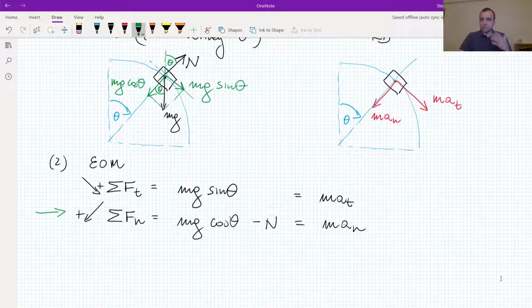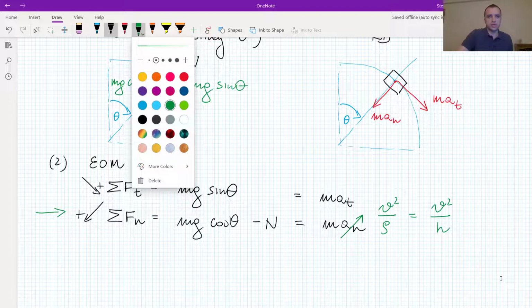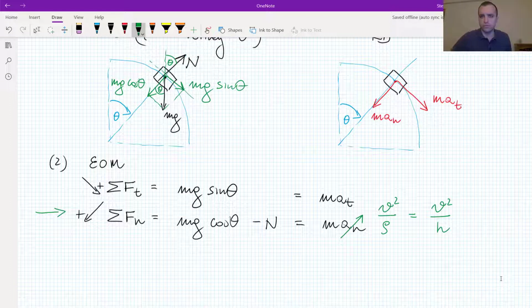And also, before doing that, I just hope that you all remember that since we are in curvilinear motion, I can set a_n to v squared over rho, where rho is a radius of our curvature. And in this case, rho is constant. Rho is equal to h. Since this is h. I know that all of you see that. This radius is h.